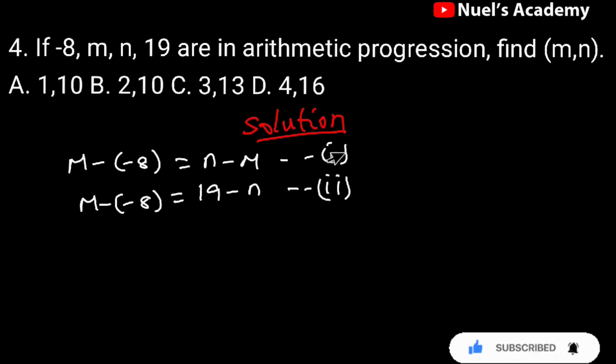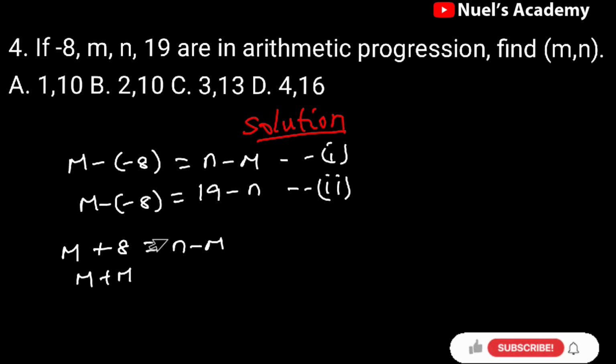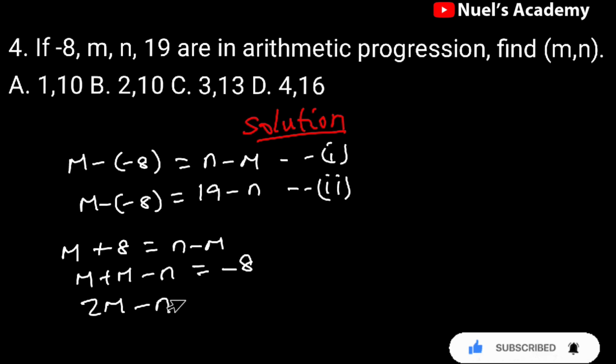So let's work on equation I. We have m minus times minus is plus, so m plus 8 equals n minus m. So I have m, let's take this minus m to the left hand side. So I have m plus m. Now let's take this plus n to the left hand side, minus n equals, let's take this 8 to the right hand side, negative 8. So I have that m plus m is equal to 2m, minus n is equal to minus 8. Let's call this equation III.